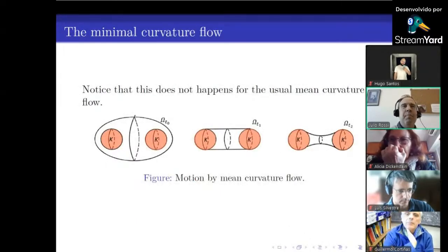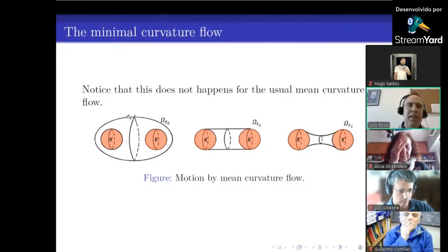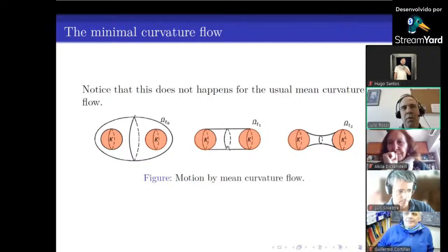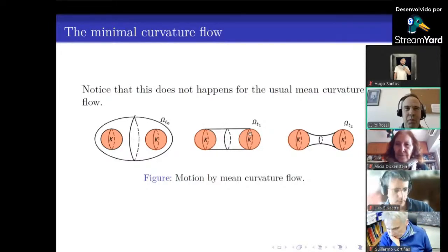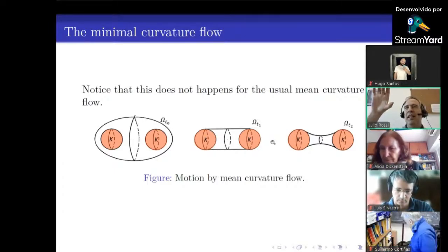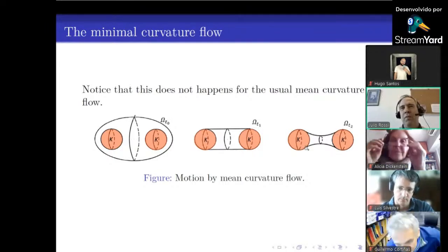And this does not happen if you use the usual mean curvature flow, because if you start with the same configuration with the two balls and you surround them with a surface and you reach a point where you touch the convex hull of these two balls, at this point, one of the two curvatures is strictly positive, while the other is 0. So this point is moving inwards. And what you get in the two balls is that the tube starts to shrink a little bit, and this is not convex anymore.